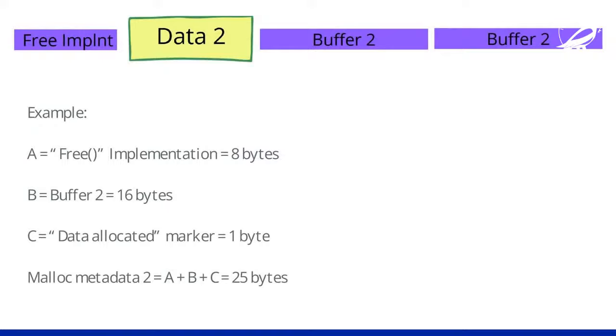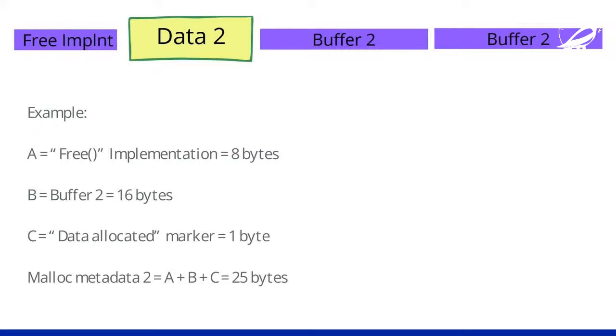I'm just assigning letters here to save myself some writing. A would be the free implementation, the way the program is supposed to implement the call to free. That's going to be 8 bytes, and that's part of the entire chunk. That's the metadata for malloc. Then B is the actual buffer where we're going to be able to write data. This is the memory given to the programmer, and this is going to be 16 bytes. Then there's also one marker, which indicates that this memory is being used, and that's 1 byte. So the final computation is just 25 bytes when you add everything together.